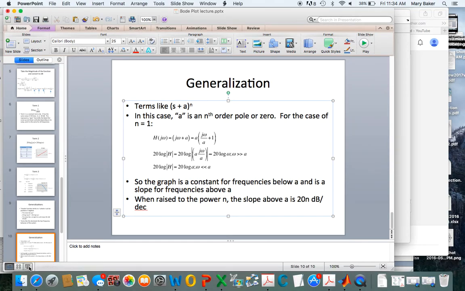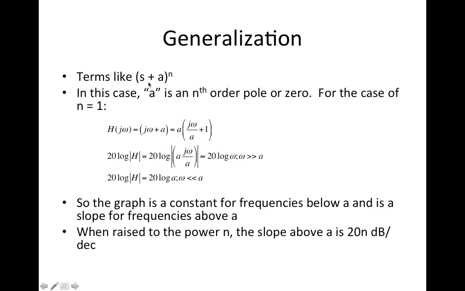Okay, the second generalization that we want to make is when we have terms in our transfer function that look like (s + a)^n. So in this case, a would be an nth order pole or zero, depending on whether the term is in the numerator or denominator, whether n is positive or negative. So somewhere within our transfer function, we're going to have a number of terms like this. And you can have more than one. You can have terms with different a's.